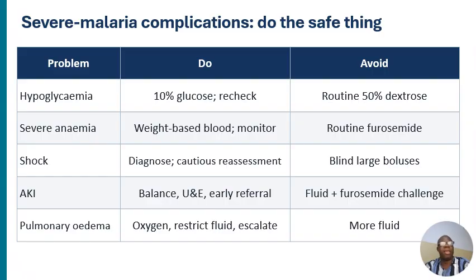For hypoglycemia, use an appropriately diluted pediatric glucose preparation, okay, which is 10% glucose. Then recheck and prevent recurrence. Do not give a routine 50% dextrose bolus in a child, but rather make sure it is diluted to 10% glucose. For severe anemia, use the appropriate weight-based blood products and monitor closely.